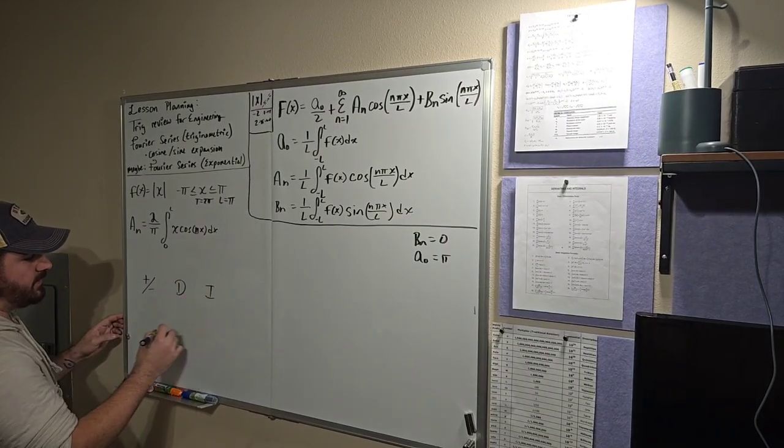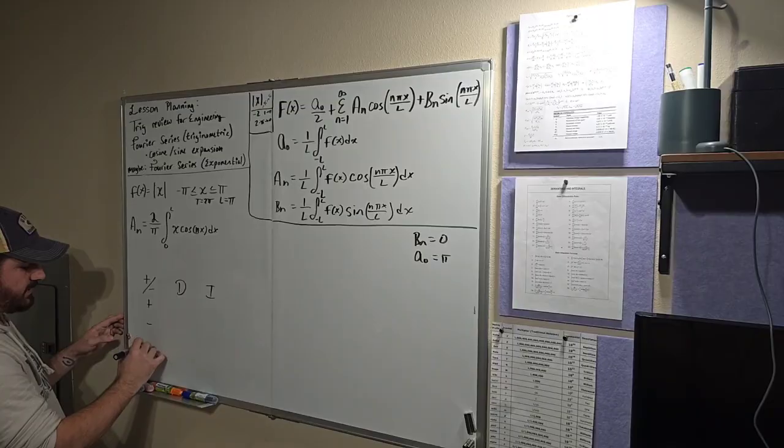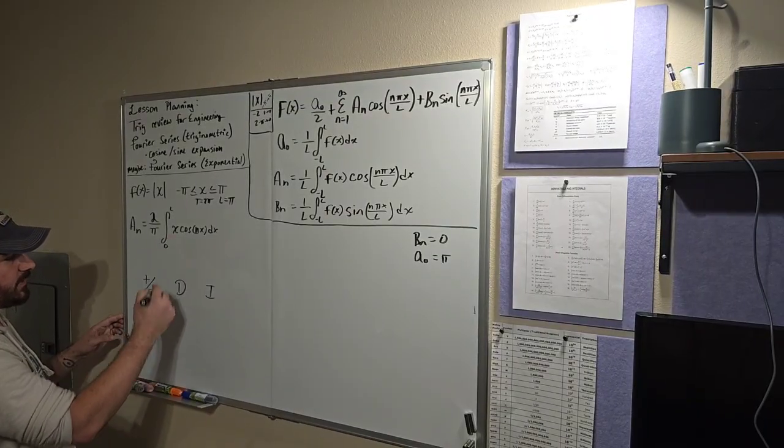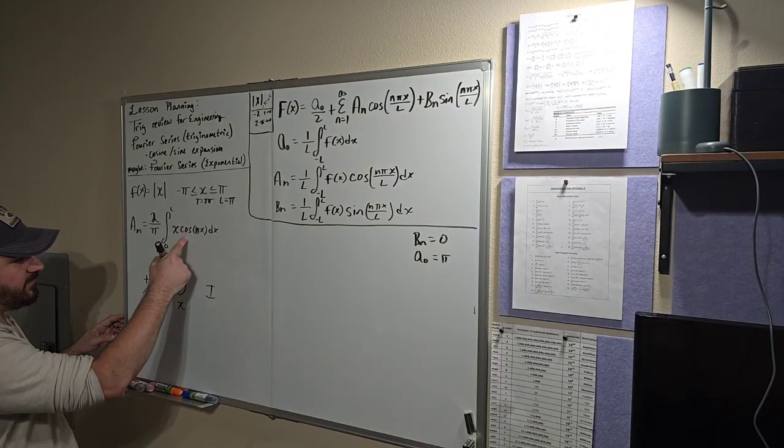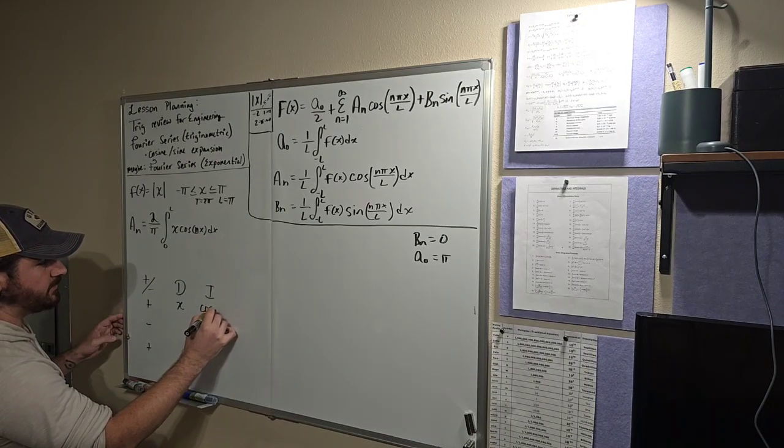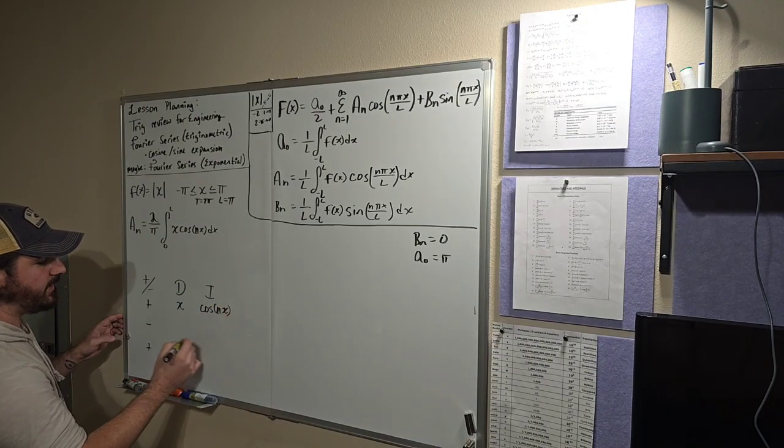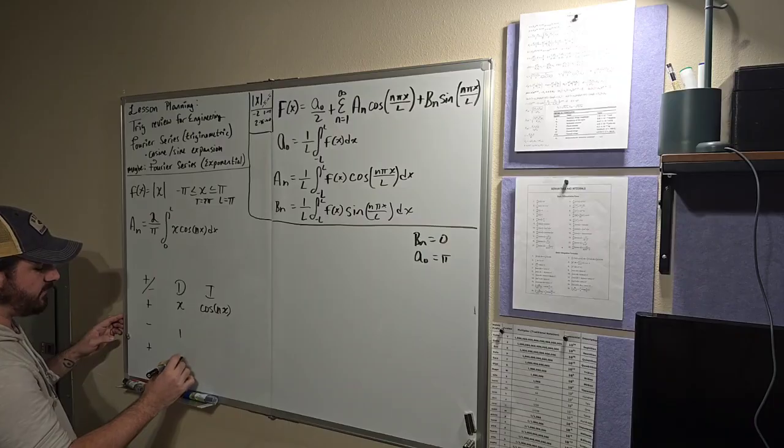Okie doke. So this is our tabular method. So we've got plus, minus, and plus. And then we're going to use the one that's going to go to 0 as our derivative, and the one that's not as our integral. Okay. Derivative of x is just 1. Derivative of 1 is just 0.